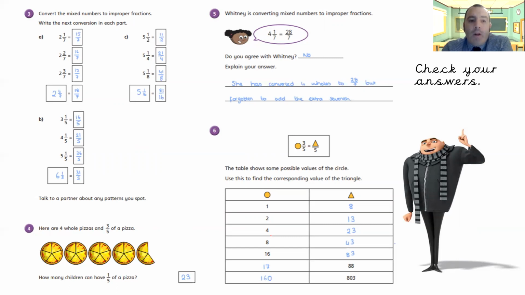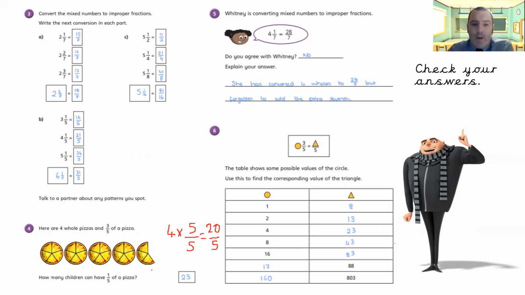Question 4. There are 4 whole pizzas and 3/5 of a pizza. How many children can have 1/5 of a pizza? We need to remember that each child's going to get 1 slice of pizza, so we need to work out how many slices of pizza there are. One way of doing this, we can just go through and count up the number in each one, or we can do 4 times 5/5 to give us 20/5, remembering our denominator we don't multiply, it's just the numerator.